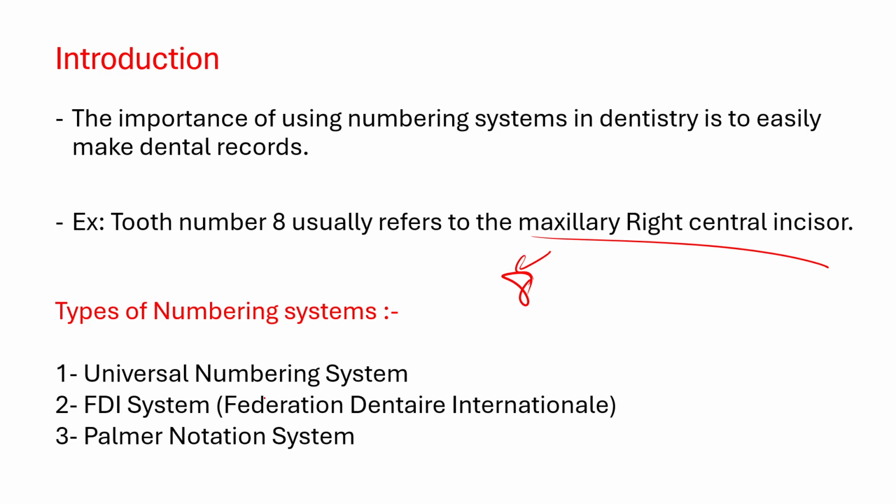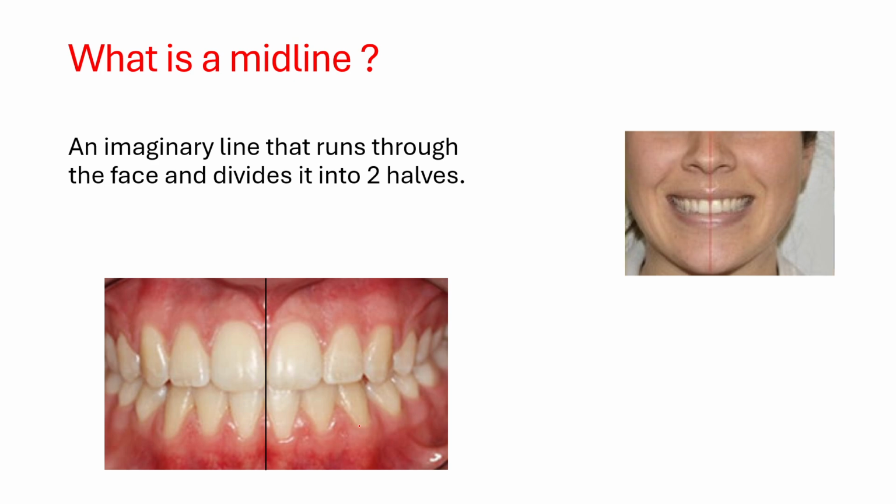So there are three types of numbering systems. There's the Universal numbering system, which is the most commonly used right now. The FDI system, which stands for Fédération Dentaire Internationale. It's French for International Dental Federation, also known as World Dental Federation. And the third one, the Palmer notation system, is also quite used because of its simplicity.